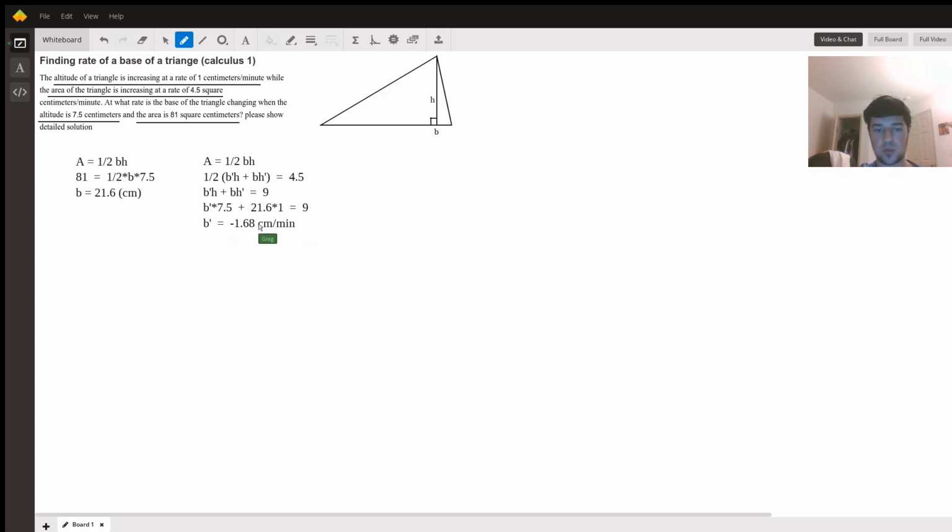So b prime is negative 1.68 centimeters per minute. Let's check that this is what they were asking for. At what rate is the base of the triangle changing? Yes, that's what they needed.